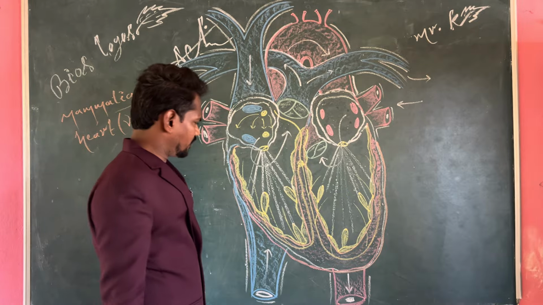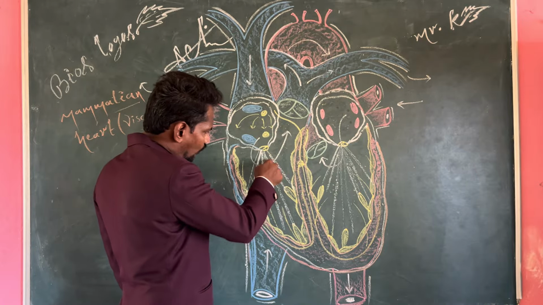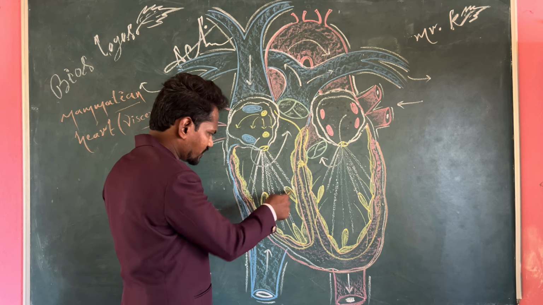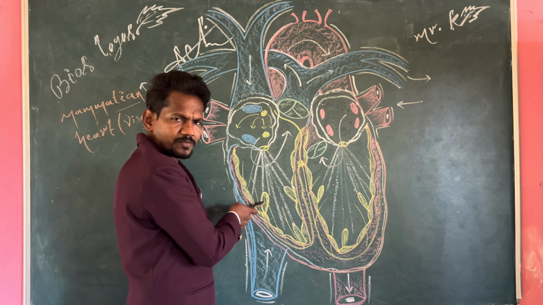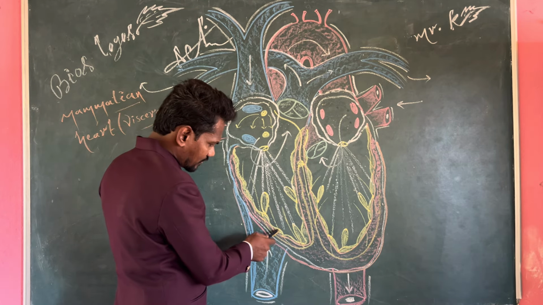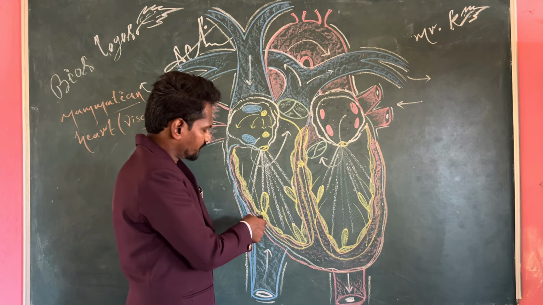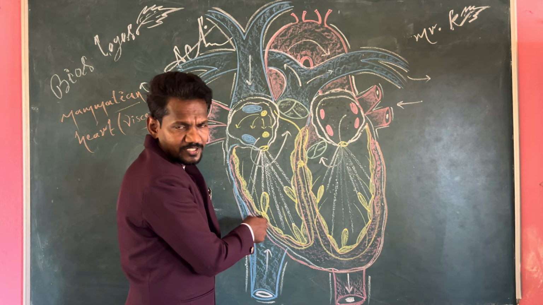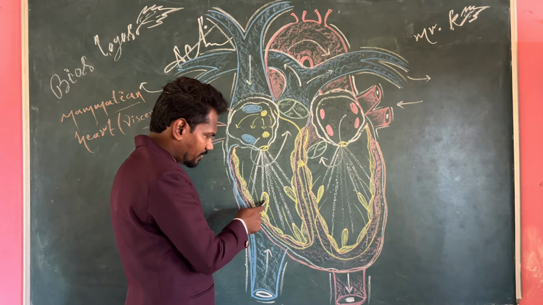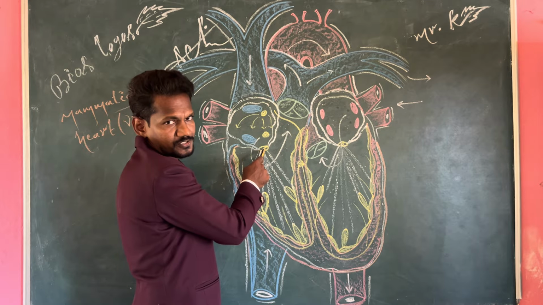And little more information. Here these valves are tightly held with the help of special strings called chordae tendineae. These strings are connected to these cone-shaped muscles called papillary muscles. These papillary muscles are formed from the columnae carneae, special type of muscles which are located on the wall of the ventricles. Wall of the ventricles, columnae carneae, papillary muscles, chordae tendineae, and valves.